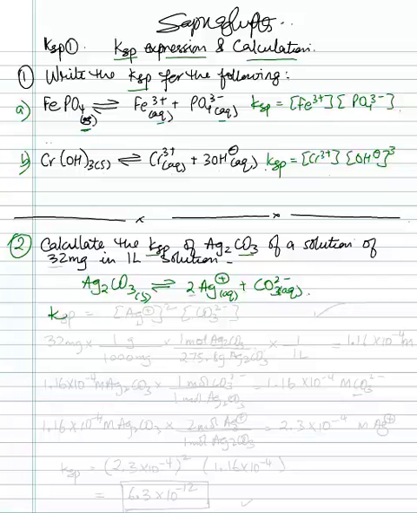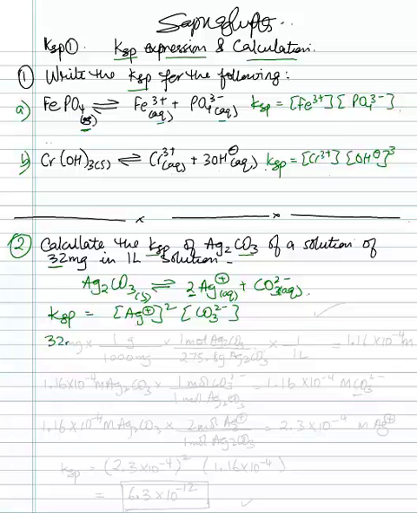Anyhow, Ksp for this is going to be equal to silver ion, and since you have 2 of those, that's going to be squared, and then the carbonate ion. So what we need to figure out is the concentration, for which we will use the 32 milligrams of silver carbonate. Let's go ahead and do that.